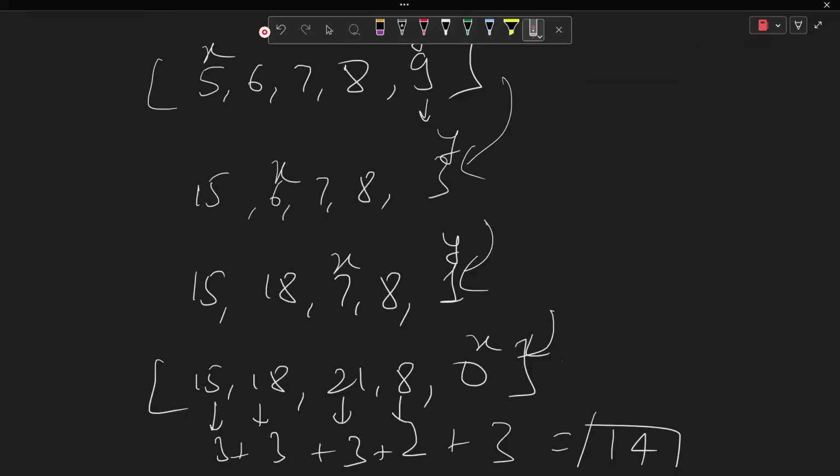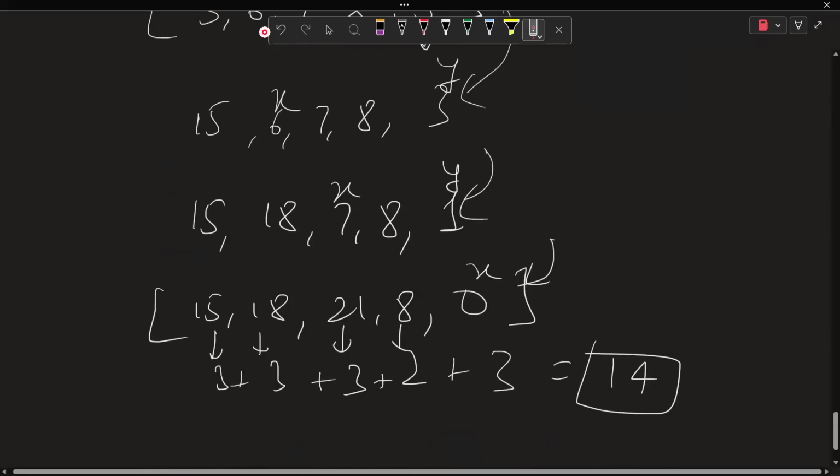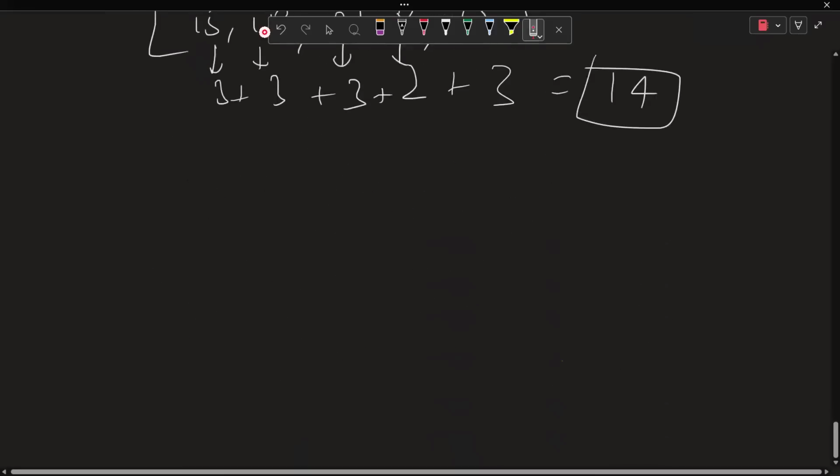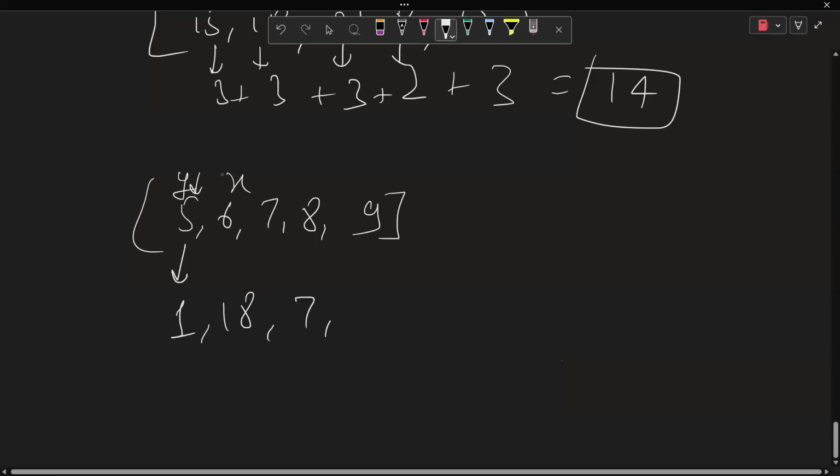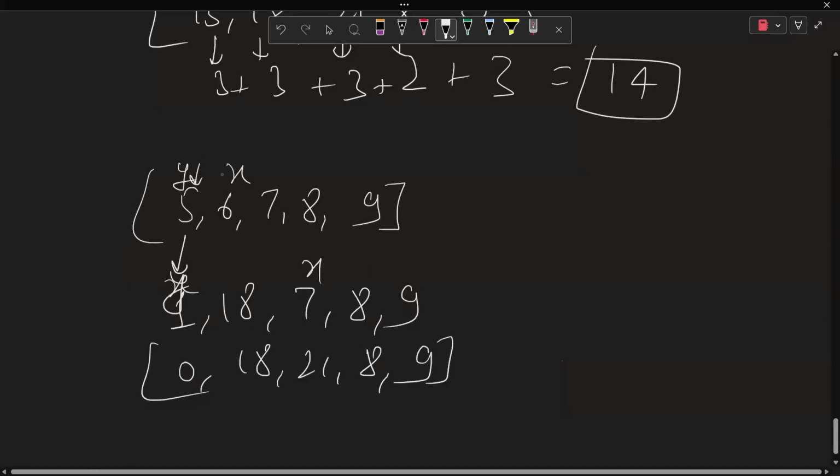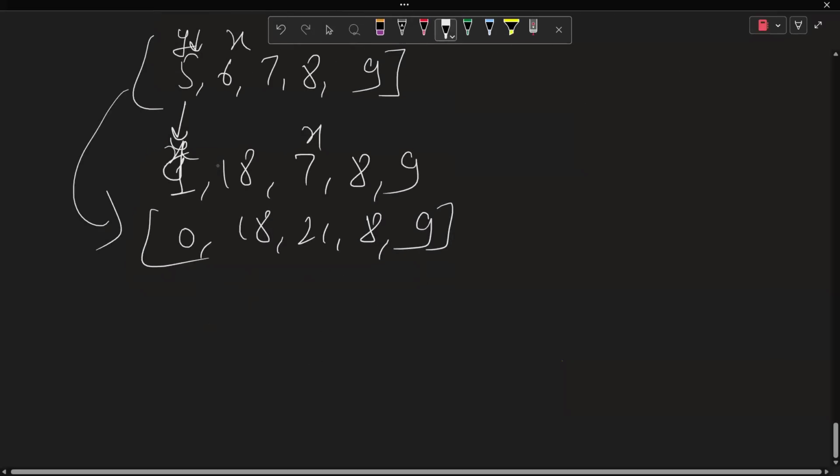So then what would happen? Let's say you have the test case again, 5, 6, 7, 8, 9. If you make this smallest number fall to 0, then 5 would become 1. And let's suppose you took this as y and this as x. So 6 becomes 18. And then 1 would become 0. Let's suppose this is x, this is y, and this is x. So 18 and 21. So in 2 steps, we have made this 5 fall to 0.